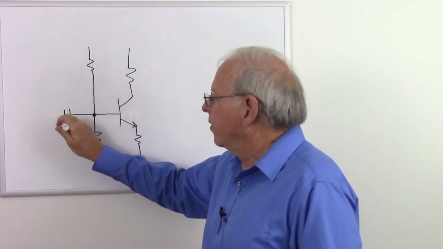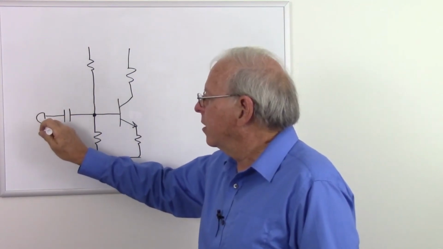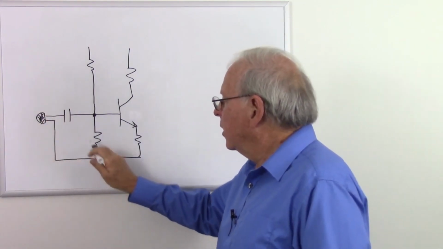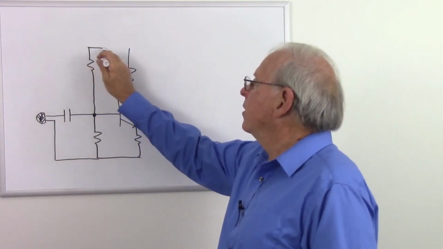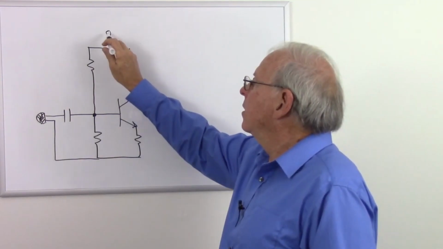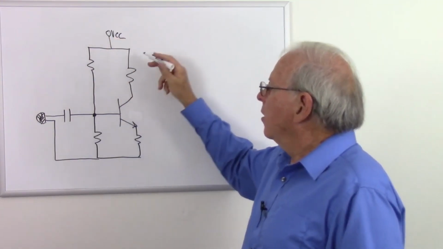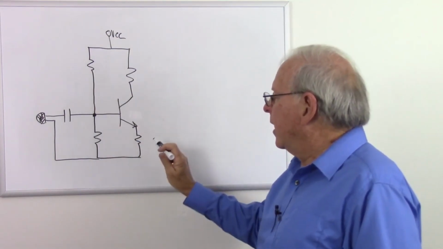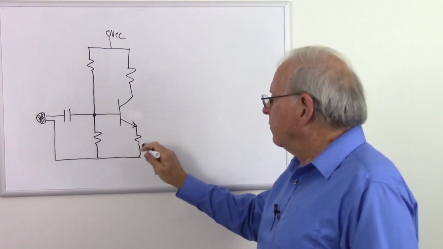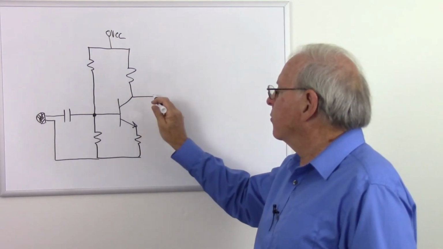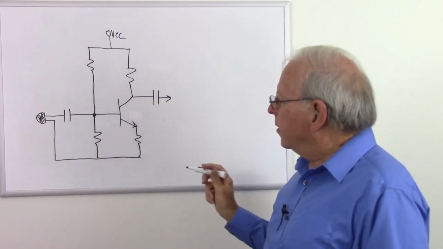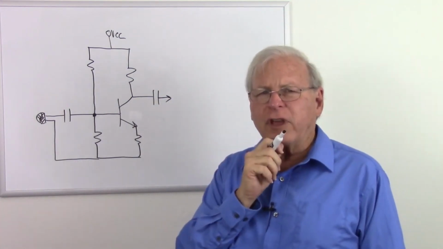So here are the various components. Here's a microphone going through a coupling capacitor, our collector resistor, our base biasing resistor network, and our emitter resistor. I'm going to leave the emitter capacitor out for this particular explanation. And there's our output. And the question is: is the source AC or DC?